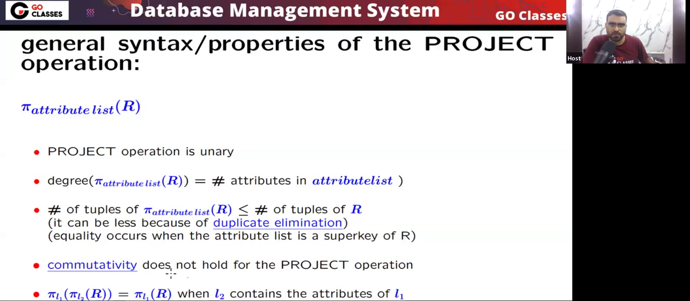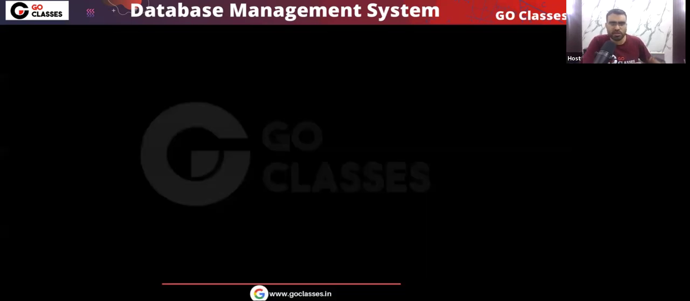Commutativity does not hold for the project operation. Also, you can see if L1 is a subset of L2, then I can directly project L1. All these properties, did you understand? Let me know.